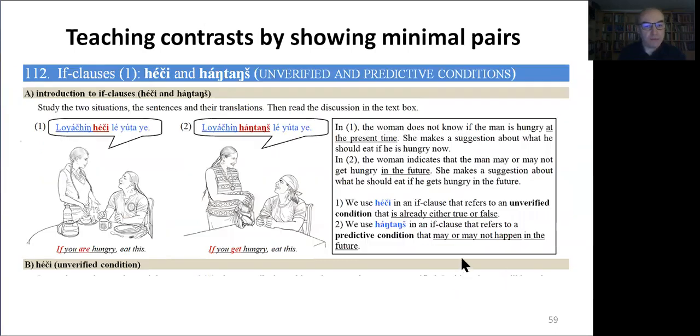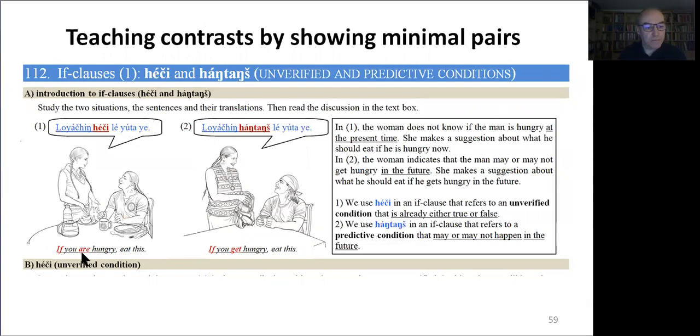Another contrastive example is here. The contrast between unverified conditional and predictive conditional is very salient in Lakota, and it can be somewhat challenging to teach, especially to learners who are first language English speakers, because that contrast is not so commonly marked in English as it is in Lakota. And if it is, then it will occur as a tense on the verb.